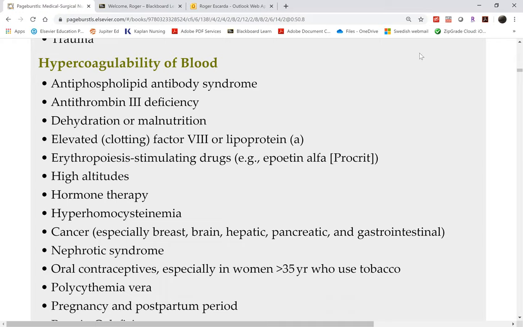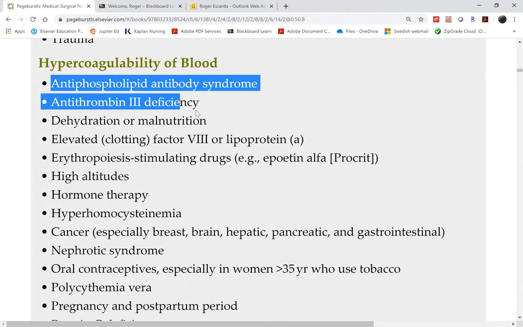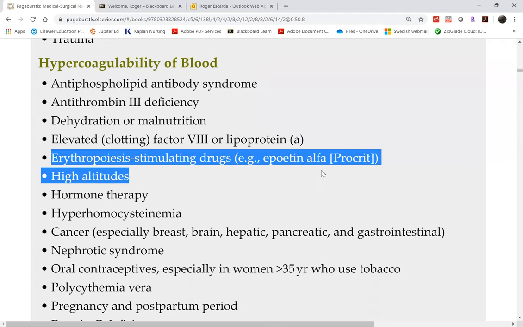There's a long list here. So obviously, if you have poor amounts of clotting factors, or a condition wherein blood tends to thicken, such as in dehydration, for instance, or if you have elevated clotting factors, or you're taking drugs to increase your blood counts, okay, epoetin alpha, which is given to anemic patients, those cancer patients receiving chemo, high altitudes, hormone therapy, because that causes increased blood volume, therefore blood thickens.